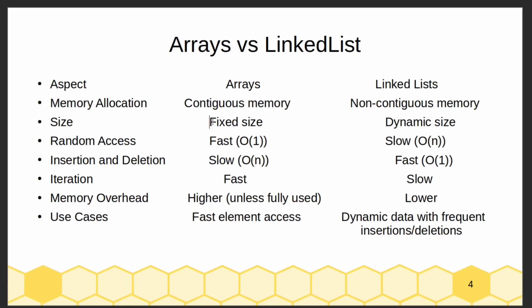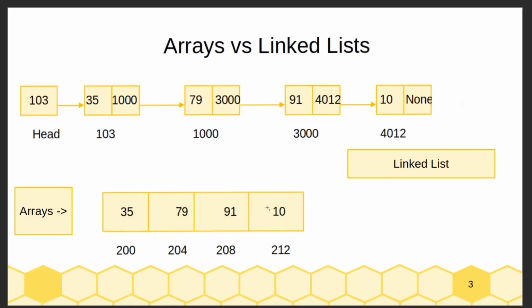Now coming to the next difference, it's size. Arrays have a fixed size, but linked lists have a dynamic size. Let's say in this example, we have 4 elements, so its size is 4. While creating this array, we have to initially tell that our array is going to be of size 4, but it's not necessary in a linked list. As you can see, we just need the next pointer, so you can choose any random location and then add it to your linked list. So there's no need to have a fixed size for a linked list.